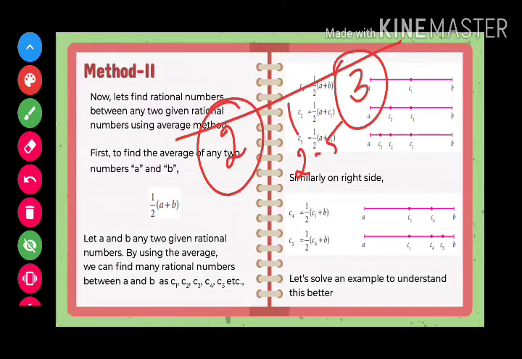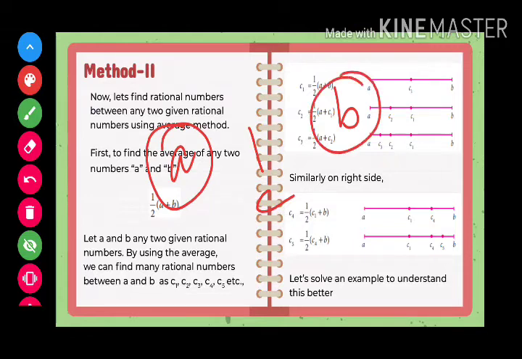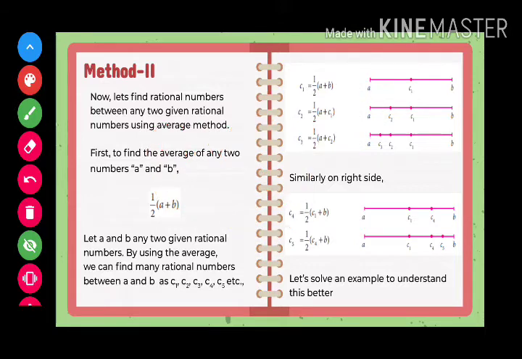That is what we are going to use here. Let's take two rational numbers a and b. If you want to find a number C in between A and B, we have to take the average of A and B, so that the average C should exist between A and B. Okay, so let's deal with this with an example.